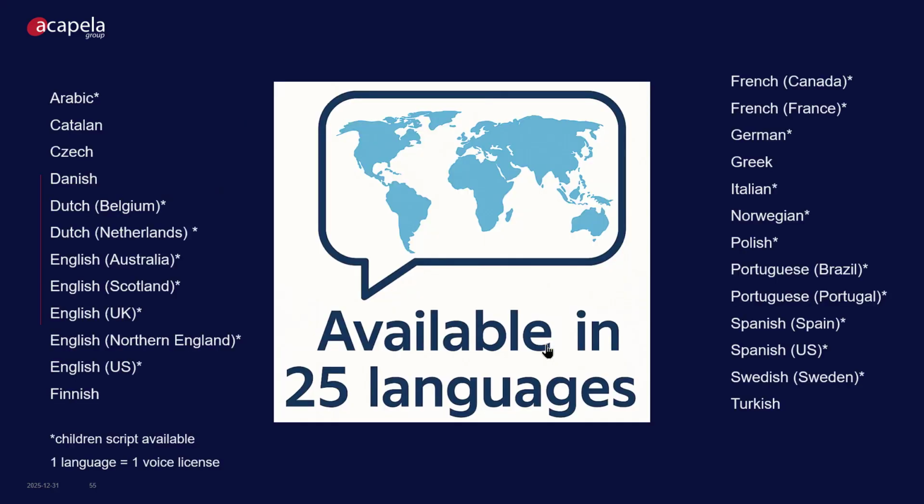So I mentioned that it's available in 25 languages, so they're listed here. So it's 25 languages or locales. And what you'll see is that in those instances where it has an asterisk, such as English UK or English Scotland or English Northern England, there is also a children's script available for generating that voice.